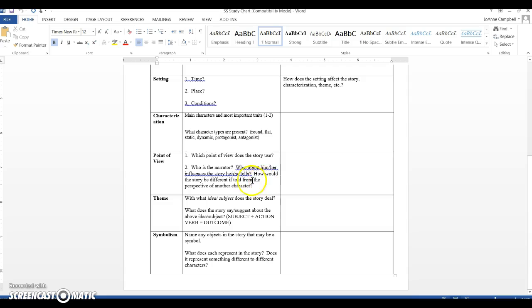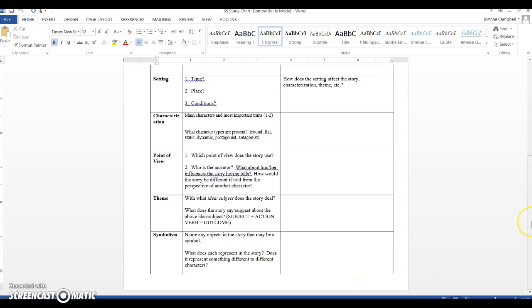Point of view, remember there are five points of view. First, second, and then third omniscient, third limited, or third objective. So make sure that you are thinking about point of view. Theme as well. Okay, remember theme is not one word, it's what the author's saying about the subject instead. So use nice strong action verbs. And then any symbolism that you might see.